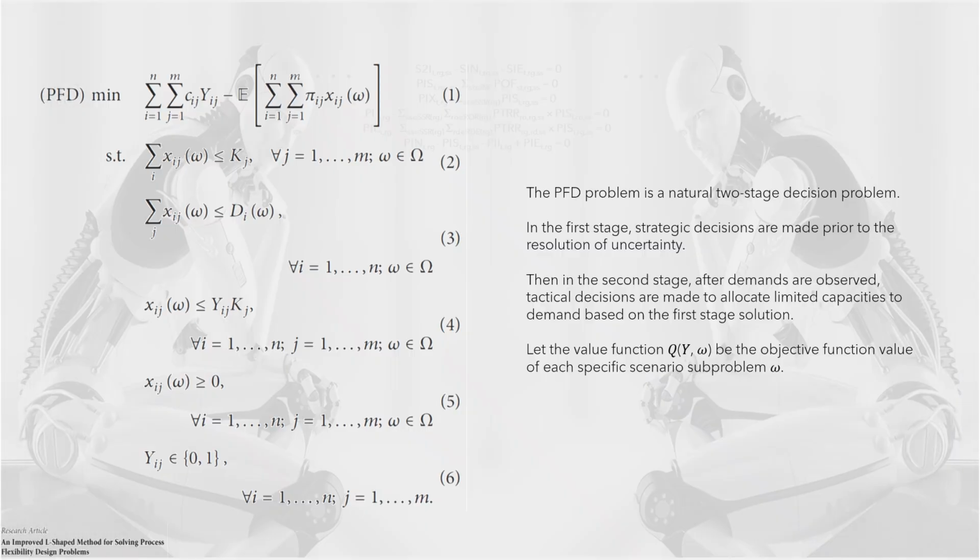The PFD problem is a natural two-stage decision problem. In the first stage, strategic decisions are made prior to the resolution of uncertainty. Then in the second stage, after demands are observed, tactical decisions are made to allocate limited capacities to demand based on the first stage solution. Let the value function Q be the objective function value of each specific scenario subproblem.